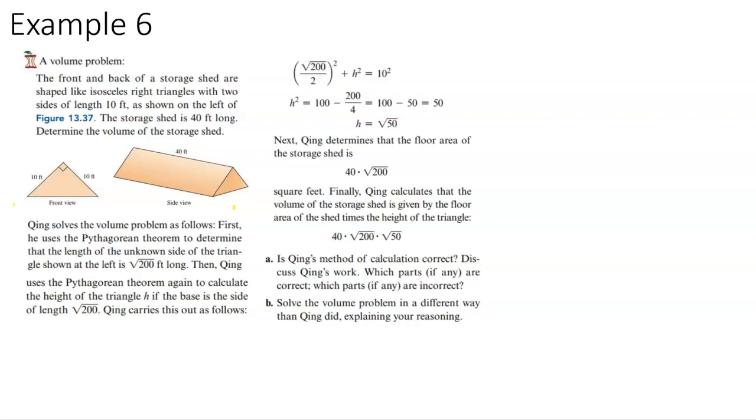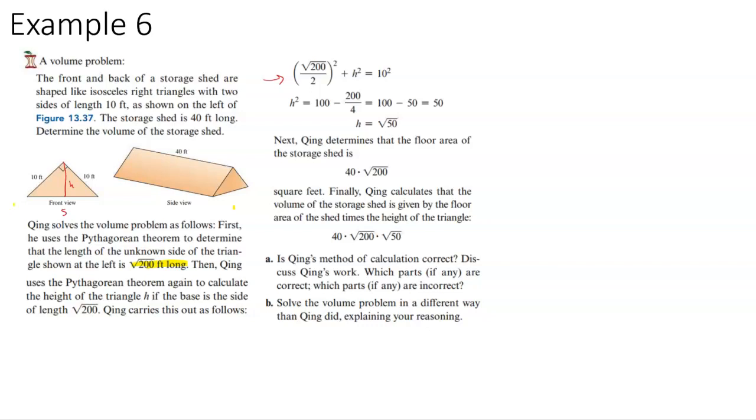So Xing solves the volume problem as follows. First, he uses the Pythagorean theorem to determine that the length of the unknown side of the triangle shown is the square root of 200 feet. Then Xing uses the Pythagorean theorem again to calculate the height of the triangle, h, if the base is the side of that length. So now he's looking for the height of this triangle. He finds that height by doing this calculation here, and then determines the floor area of the shed, and then calculates the volume. All right, so is Xing's method and calculation correct?